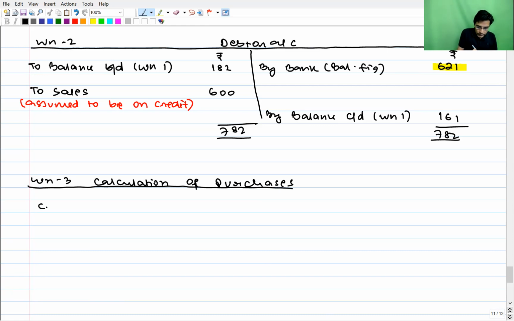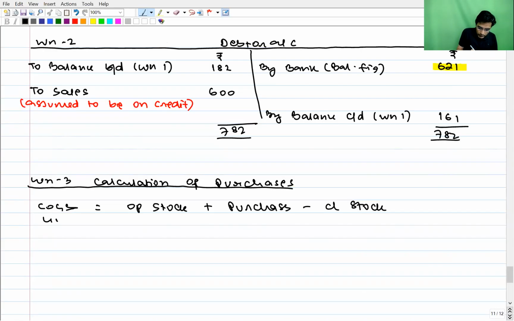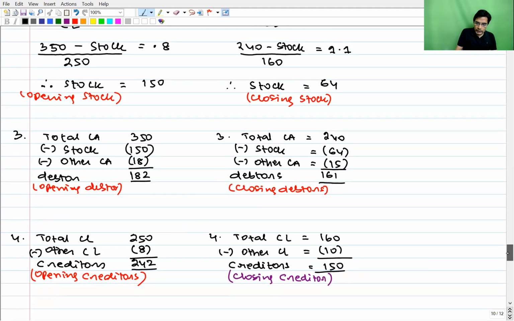The formula for COGS, guys, don't write short forms in exam. Cost of goods sold equals opening stock plus net purchases minus closing stock. So COGS is 400. This is 400. Then we put it over here, and opening stock, we had determined sometime back in working note number 1, 150, and closing stock 64.